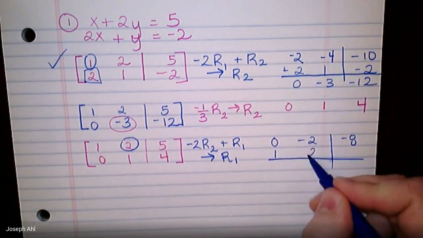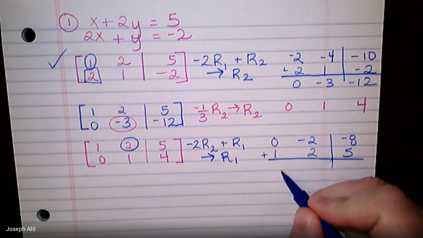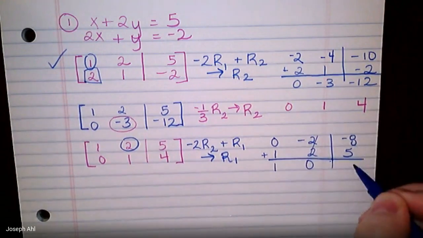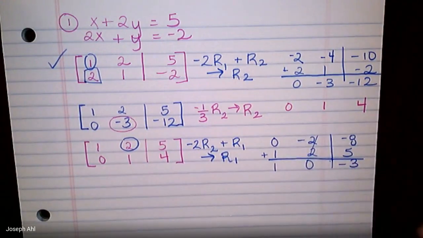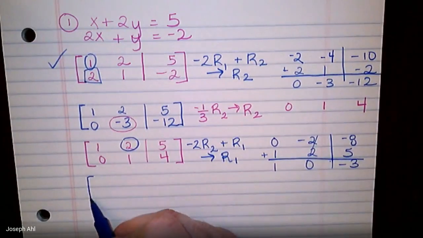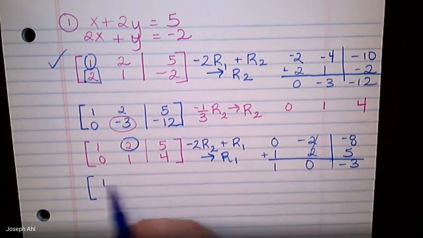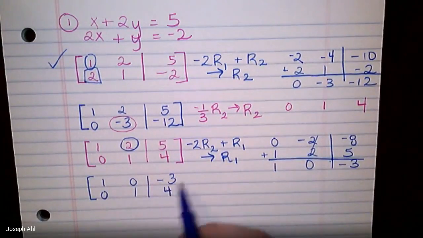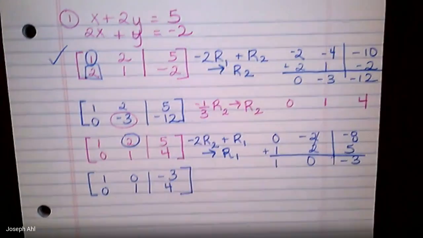Row 1 is 1, 2, 5. Add vertically to get 1. This becomes our 0. Negative 8 plus 5 is negative 3. So if I recopy that matrix one more time, we get that this is the new row 1, 1, 0, negative 3. And then 0, 1, 4 is the bottom row.